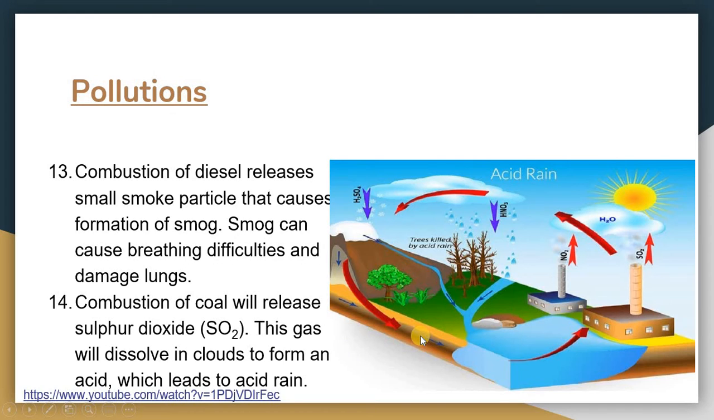And we know acid rain is harmful. It will actually kill the trees in a forest, right? So when trees are killed, animals will lose their habitat. So that will actually affect the entire ecosystem.